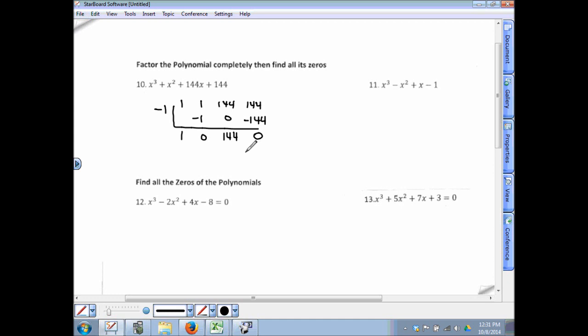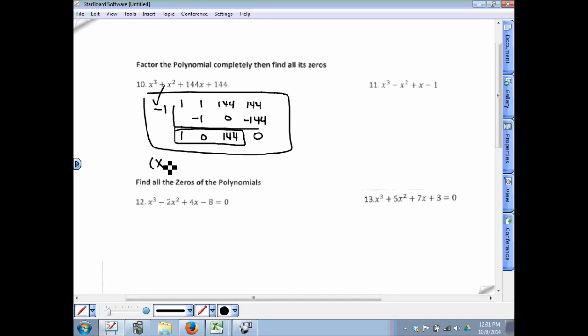It's been a couple of days since we talked about this, but we spent 2 full class periods going over this, you guys. What has this proved to us right here? It's proved that -1 is a zero, but it's also done something more important. What is this right here? It's the other factor, exactly. So now we could say x plus 1 times x squared plus 144.